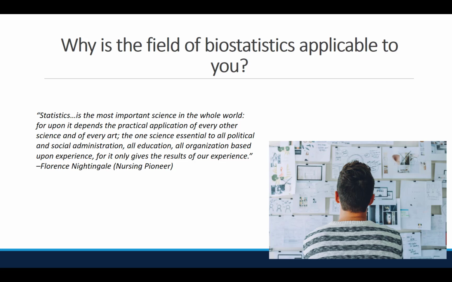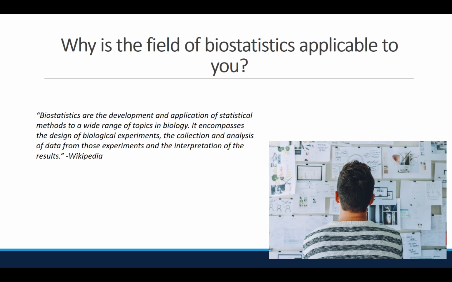You may be asking yourself, what is the difference between statistics and biostatistics? Biostatistics is the development and application of statistical methods to a wide range of topics in biology. It encompasses the design of biological experiments, the collection and analysis of data from those experiments, and the interpretation of the results. In this course, you will learn the fundamentals of statistics, and we will apply them to biological data.